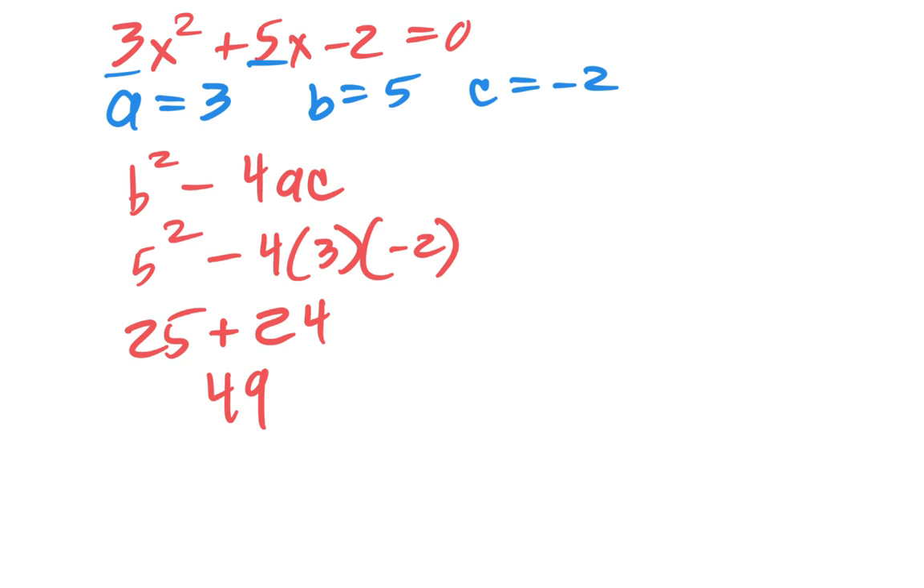Now, we remember that for the discriminant, if it's greater than 0, I have 2 real numbers. If it's less than 0, I have 2 imaginary numbers. And if it's equal to 0, I have 1 real number. So I know here I will have 2 real roots.